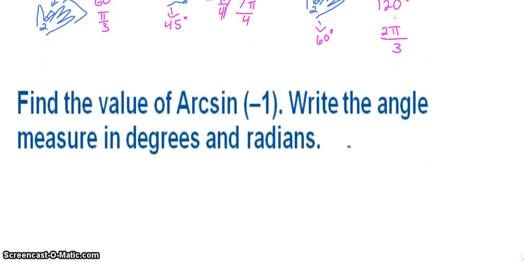Let's take a look at a quadrantal. So find the value of arc sine of -1, write the angle, and measure degrees and radians. So I want to know where sine is -1. Well, down here my y value is -1. So that would give me 270 degrees, or 3 pi over 2. If you wanted to say -90 and negative pi over 2, you could. It would be the same idea.